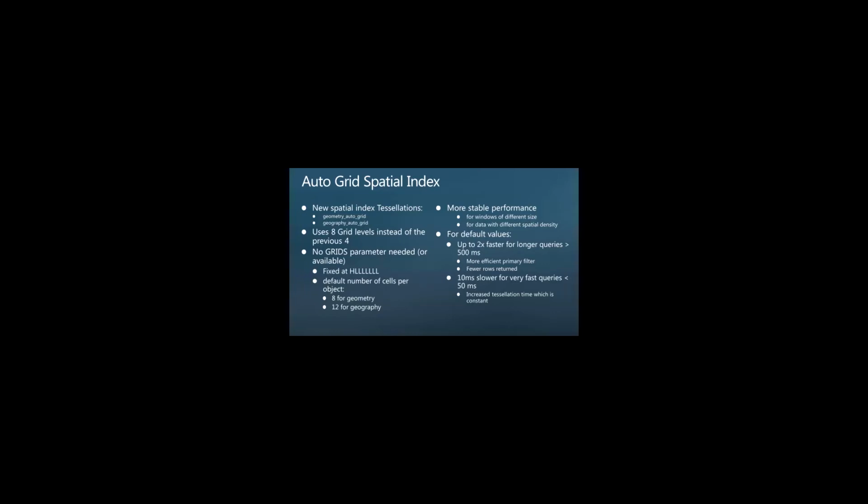By having more efficient primary filters, we return fewer rows as part of the primary filter. However, we will be a little bit slower for very fast queries, because the increased tessellation time for probing, for tessellating the probing object, will be bigger than in the other case because, of course, we have more levels to tessellate against.